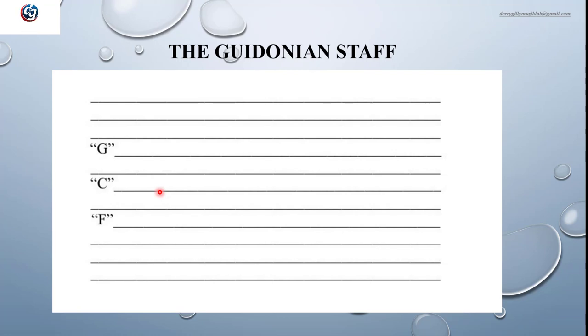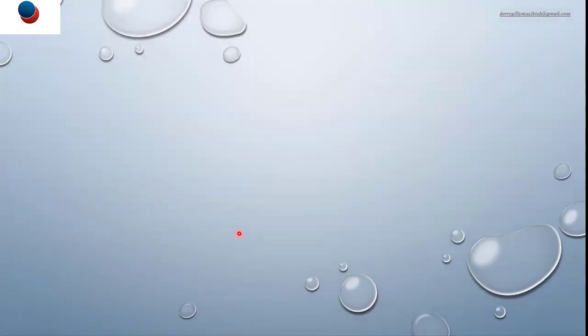Okay, and we label pitch class by the use of letter names. So the first 7 letters of the English alphabet are what is used to name the lines there, or the lines and the spaces.